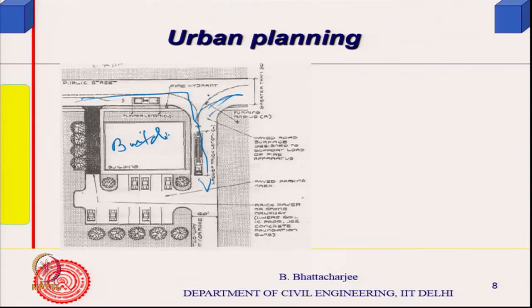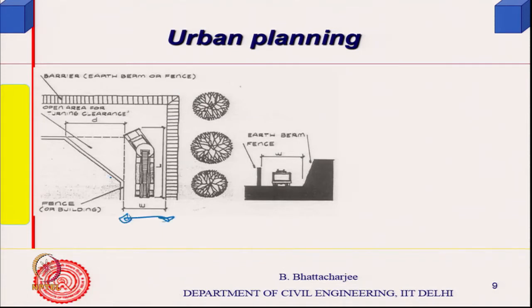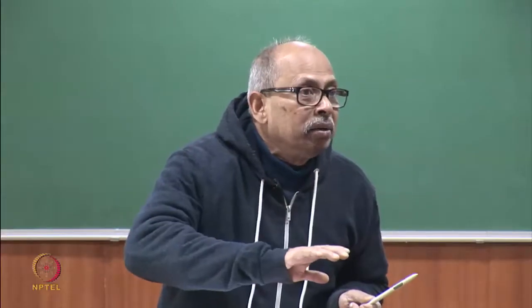So, the turning radius should be available for all firefighting vehicles. This is one aspect. Street planning is done that way. Minimum dimensions are specified, this width W, then this D. The minimum width required depends upon the length L of the vehicle, and these widths are provided so that it can freely take a turn.